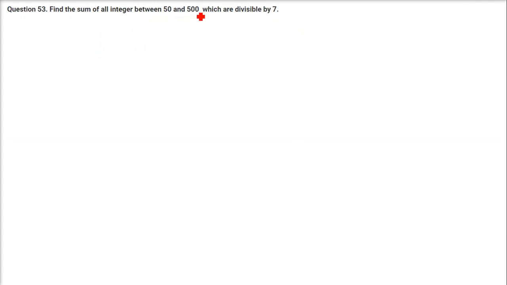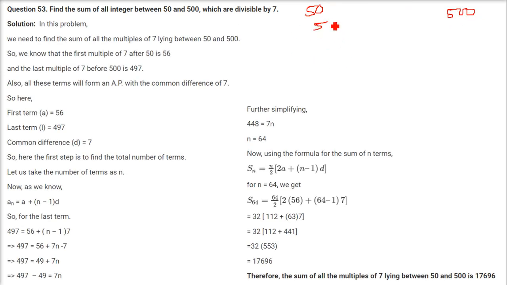Find the sum of all integers between 50 and 500 which are divisible by 7. So exactly the same thing we have to do. The first number after 50 which is divisible by 7 will be 56, since 7 8s are 56. The number just below 500 which is divisible by 7 is 497. So our series is from 56 to 497. 497 is the last element, so it equals a, that is 56, plus n, which we have to find out, into d. So d is 7, common difference is 7.